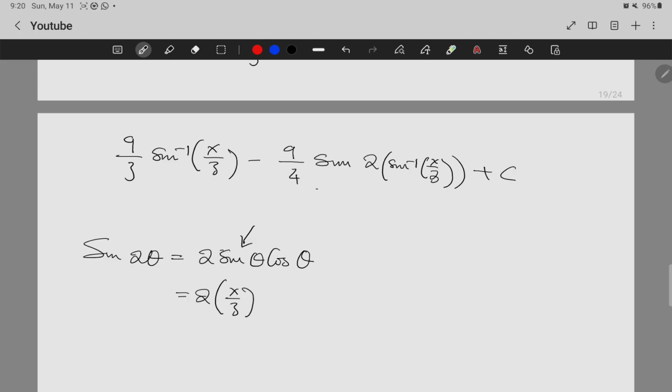Now how about cos theta? Since we already know sine, we can use a right angle triangle. If this is where theta is, since sine theta is equal to x over 3, the opposite has to be x, and the hypotenuse has to be 3.